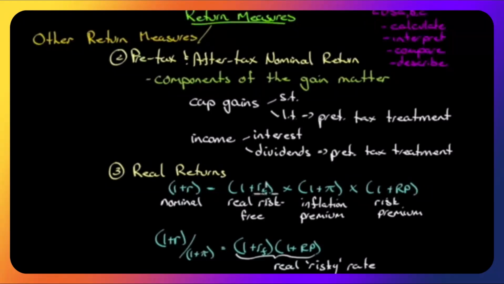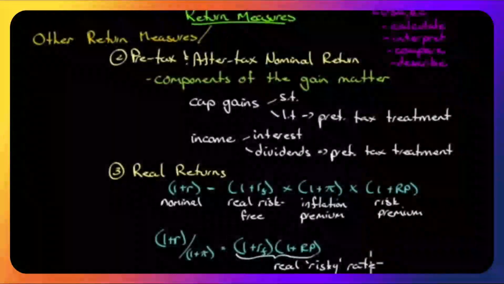Now, these are all multiplied through, so what we can do is bring the inflation premium to the other side. If we take our nominal rate and divide it by the rate of inflation, we'll get a real rate of return. And the real rate of return is the risk-free rate compounded by the risk premium. That's our real risky rate. In today's global economy, in most of the developed nations, inflation is really not an issue. In fact, deflation is more of the threat.